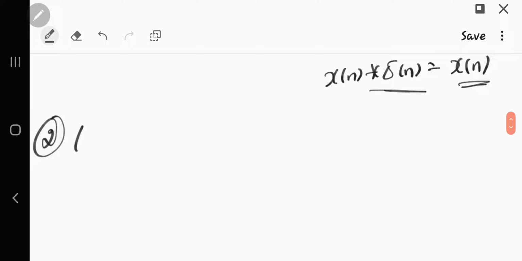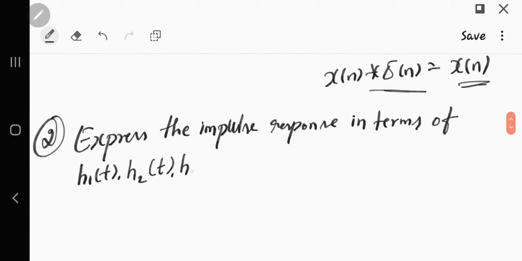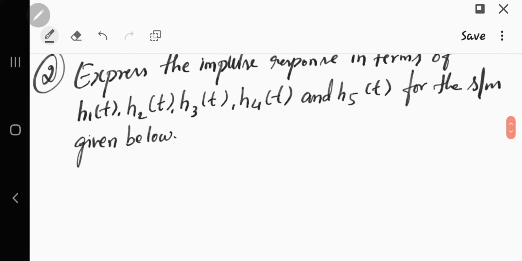It says: express the impulse response in terms of h1 of t, h2 of t, h3 of t, h4 of t and h5 of t for the system given below. So this is what the problem is.